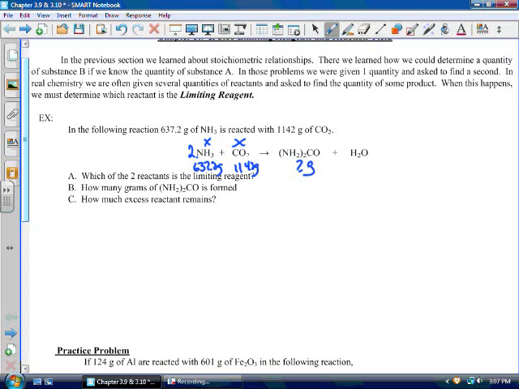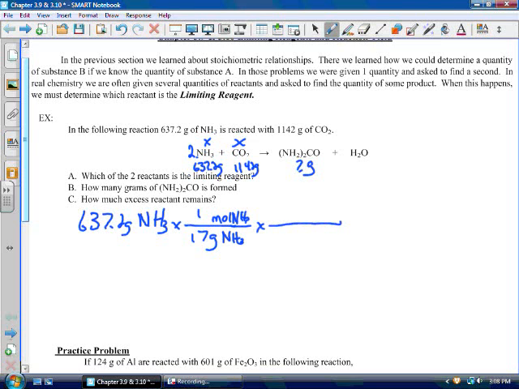All right, so here we go. We start off with each problem. 637.2 grams of NH3 times 1 over the molar mass, which is 17 grams. So we're going from grams given to moles given. If I stopped right now, I would have moles of NH3. It's not what I'm looking for, so I'm going to continue on in my diagram.